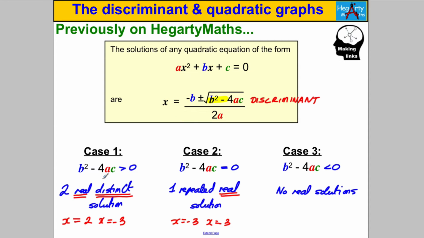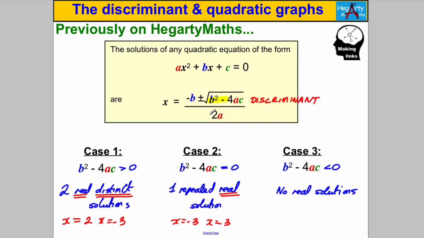Well, you should have remembered that if the discriminant is bigger than 0, you get two real, and real means on our number line we're used to, distinct solutions. For example, you might get the answers x is 3, x is negative 3. Now, if b squared subtract 4ac, the discriminant, was equal to 0, you get the same repeated solution. You might get something like x is negative 3, x is negative 3. And if b squared subtract 4ac was less than 0, you got no real solutions.